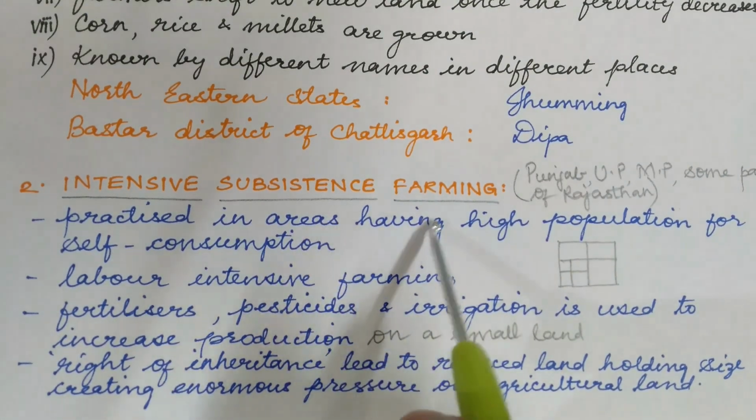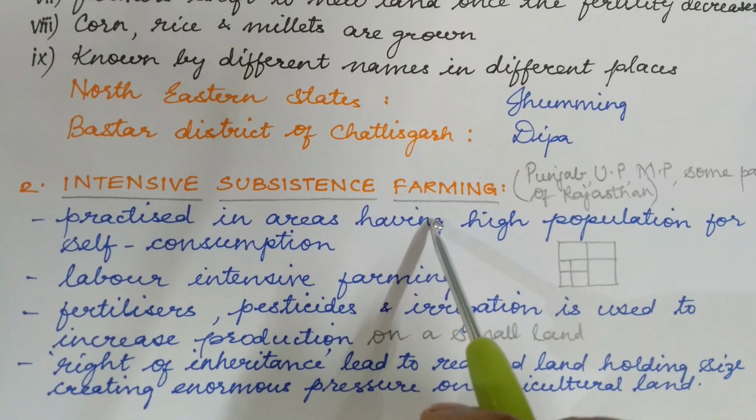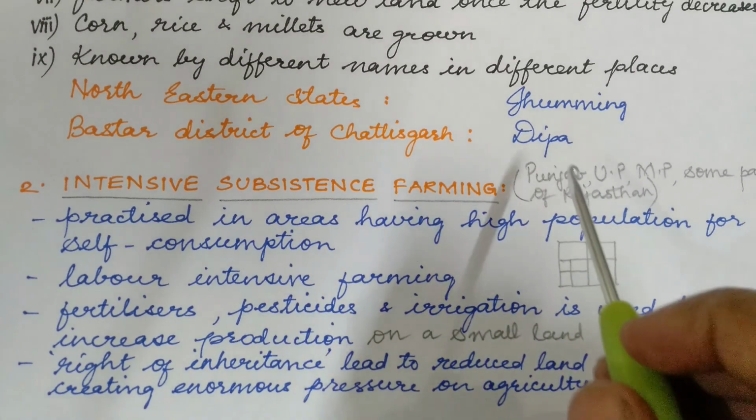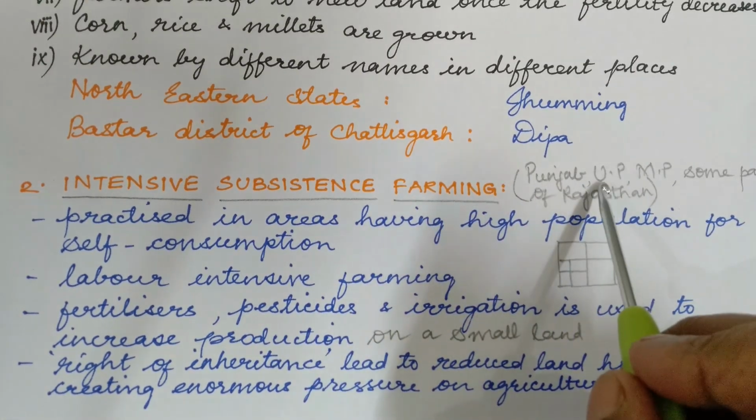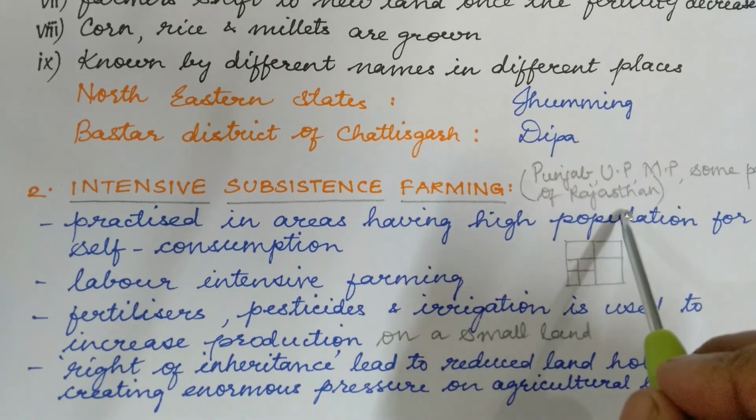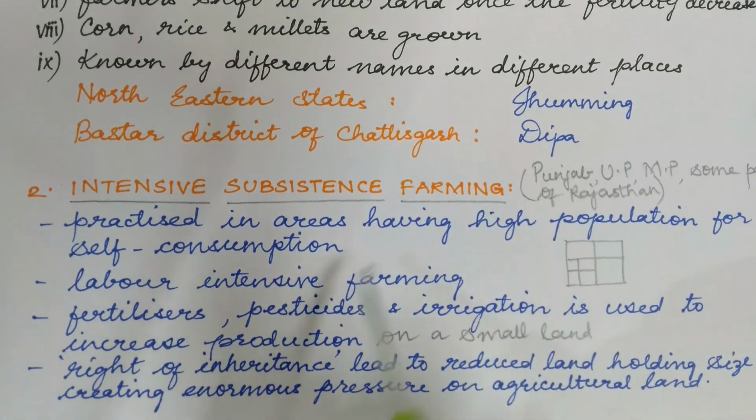Intensive subsistence farming is the second type of farming. Now, this is practiced in Punjab, UP, MP and some parts of Rajasthan. This is practiced in areas which have high population, and this type of farming is also done for self-consumption. This is labor-intensive farming.